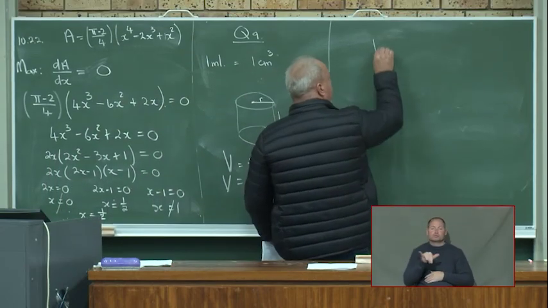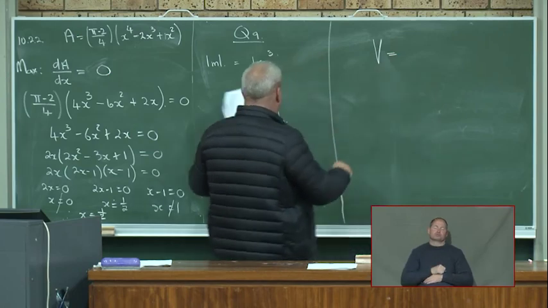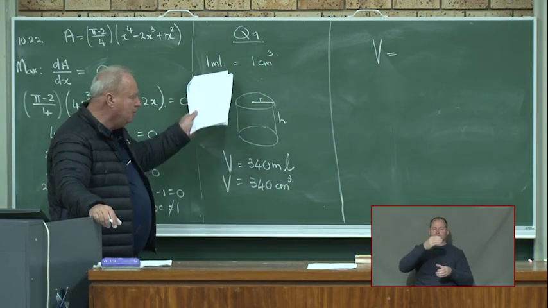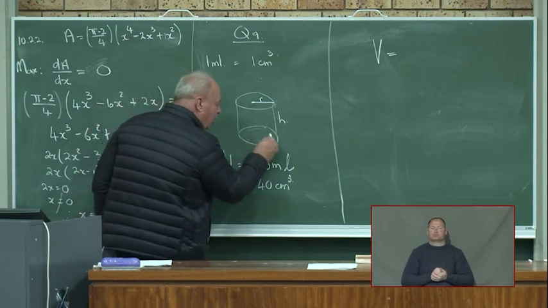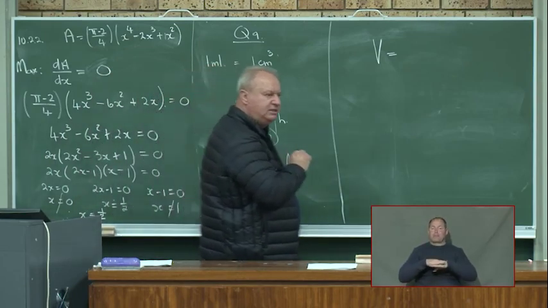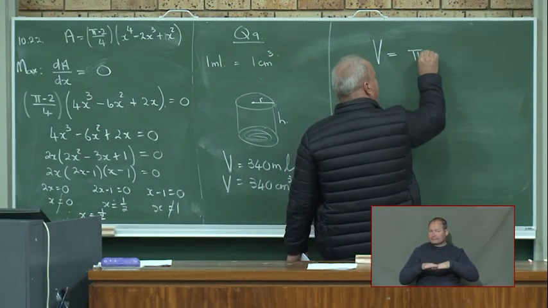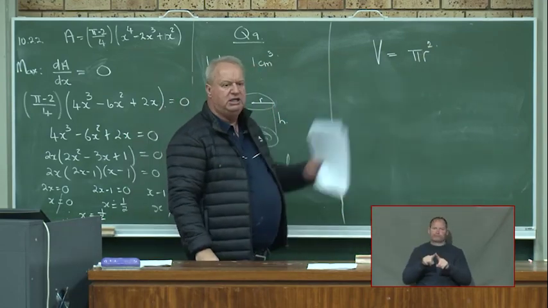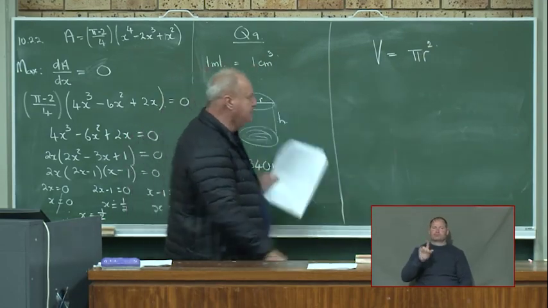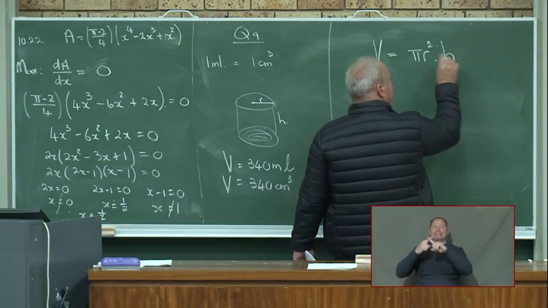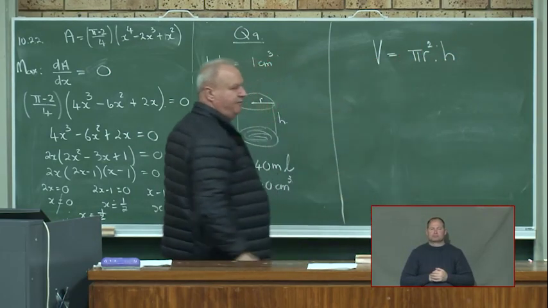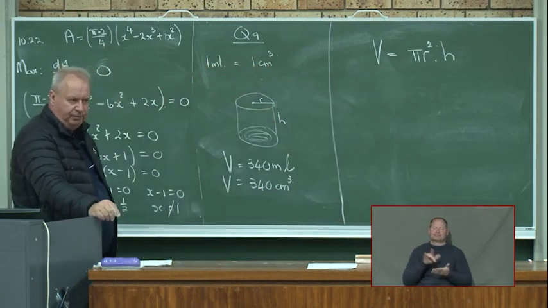So volume. What is the volume of a cylinder? A can is a cylinder. The volume of a cylinder is the area of the base. What is the base? It is pi radius squared. The base is a circle. The area of a circle is pi r squared times the height. It is the area of the base, which is a circle, times the height, is the volume of the can.